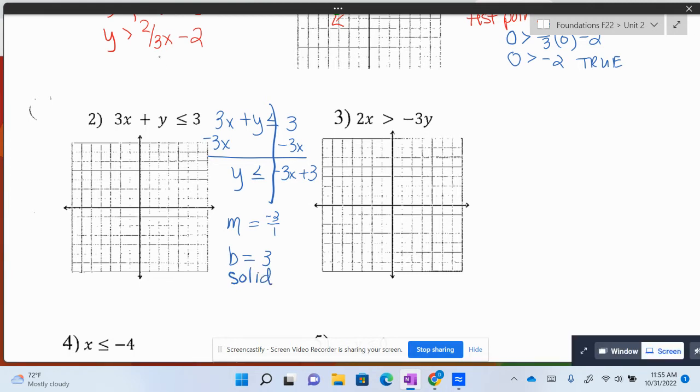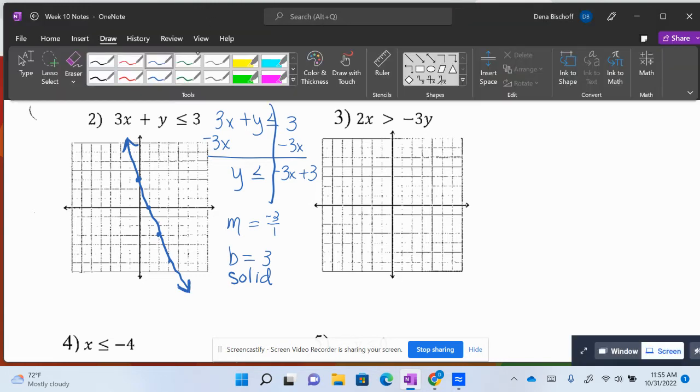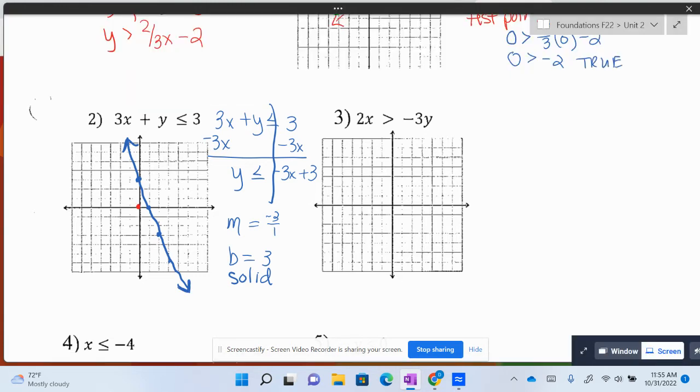So I'm going to begin at +3. And from there, I'm going to go down 3 to the right 1, down 3 to the right 1, down 3 to the right 1. And then I'm going to connect my points with a nice solid line. I'm going to change color for my test point again. I'm going to use the test point 0, 0. And I'm going to plug that into my original equation, okay?